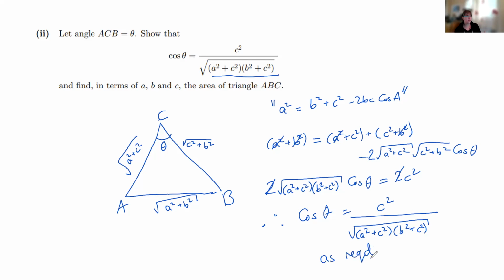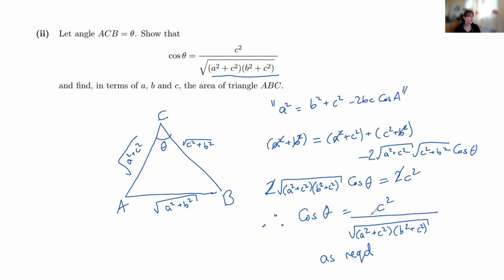So when you have questions which ask you to show that something is true, you must make sure that you show enough steps to justify your answer. You can't leave out big gaps. So probably it's a good idea not to go straight from this line to this one, and just do one extra line of working.